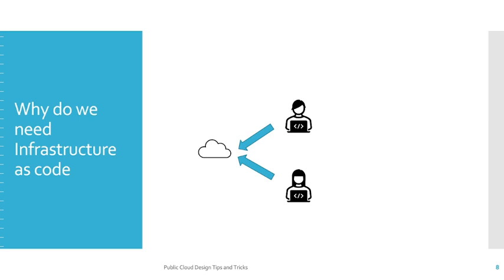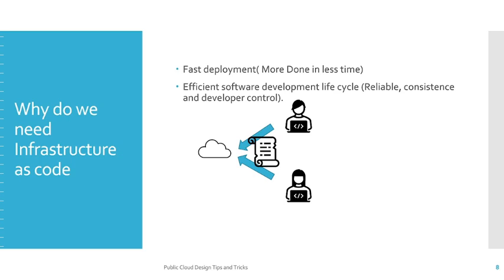And to solve that, what if we proceduralize it, or create a declarative document out of it, where we define how to create that particular resource, which is nothing but a JSON file, created by your developer. If any other developer comes, they can reuse this JSON file to create those resources again. So it will be faster to market. That means faster deployment, more done in less time. Efficient software development cycle, reliable, consistent, and the developer is in control. So these are all the benefits of infrastructure as code.